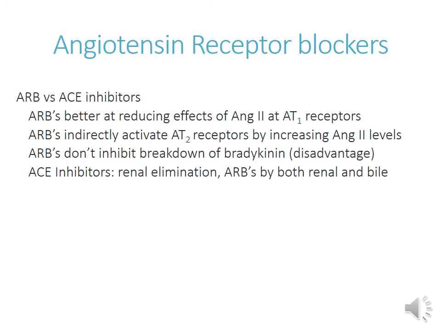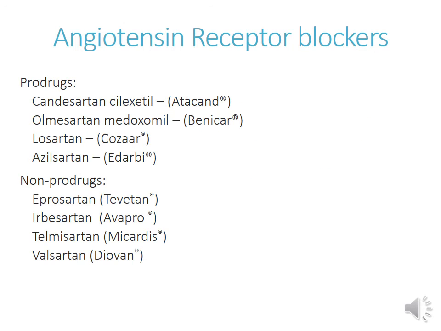But the other thing here is you don't see any inhibition of breakdown of bradykinin, which can be advantageous to some patients. And as far as metabolism goes, you see a lot of your ACE inhibitors going through renal elimination, but with ARBs, it's typically split between renal and bile elimination. But again, clinically, it doesn't really come up all that often.